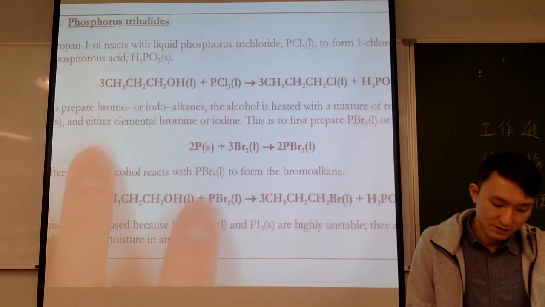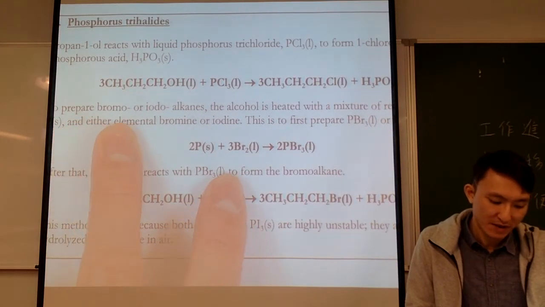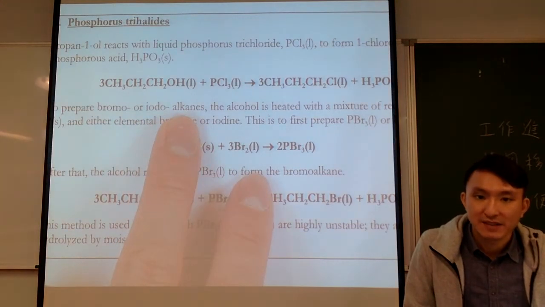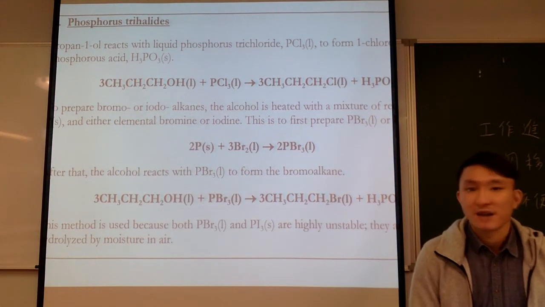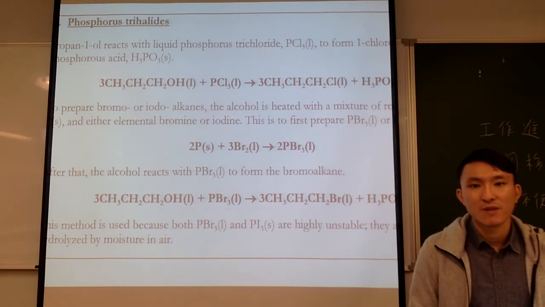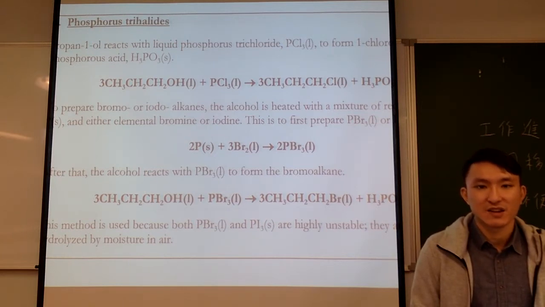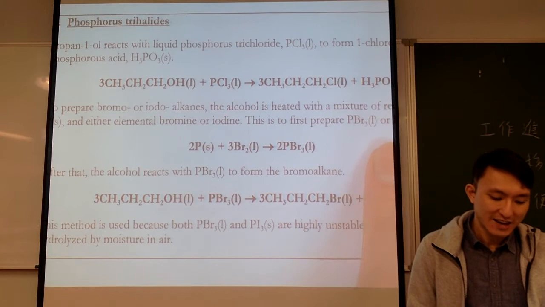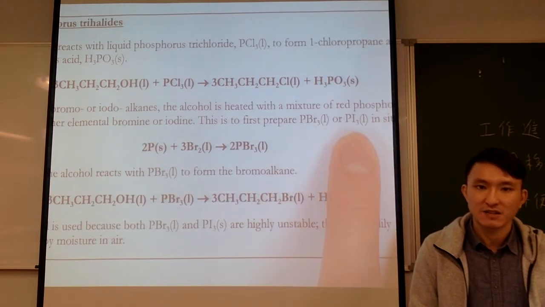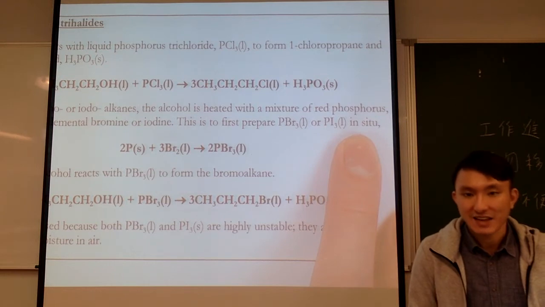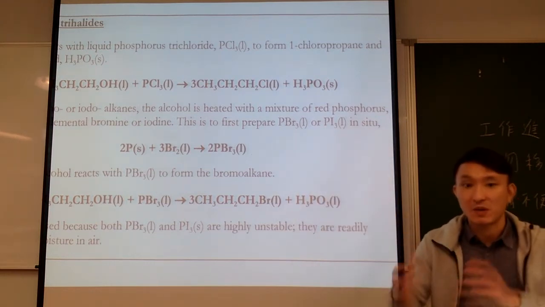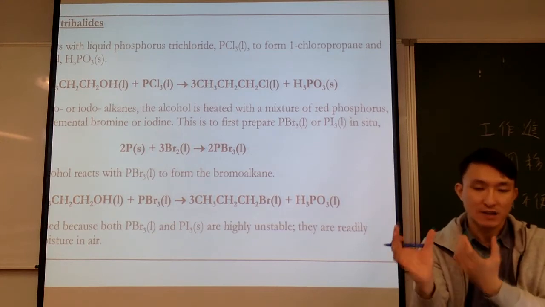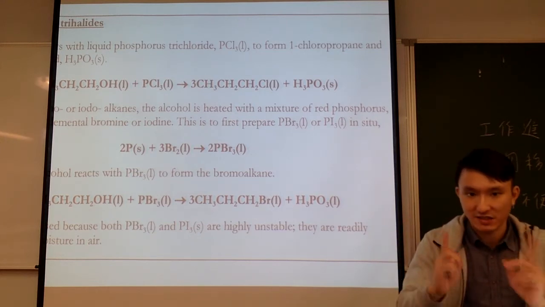Okay. Now, if you want to prepare bromo- and iodoalkane, then the reaction would be more demanding. Like I said, bromine and iodine compounds are usually not very stable, okay? Especially when they form a compound, they usually want to decompose. And so here, what we try to do is, we will again prepare the PBr3 and the PI3 in situ. So again, we don't have PBr3 or PI3 already prepared in the first place. We always prepare it in situ, okay?